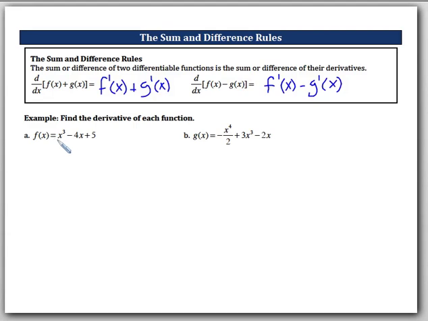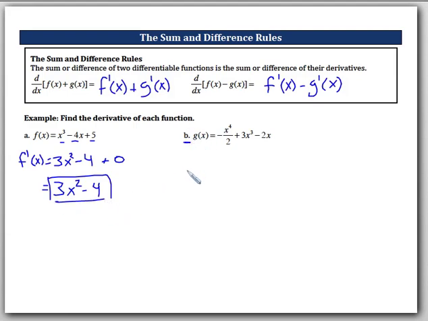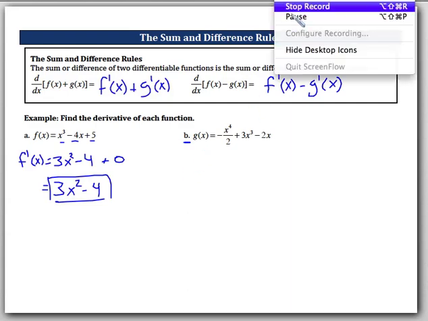Now what this allows us to do is find the derivatives of polynomials. So we really have 3 functions happening here. Okay. So f prime of x here is going to be the derivative of x cubed, which is 3x squared, and then the derivative of 4x, which is -4, and then plus the derivative of 5, which is 0. So we do get 3x squared minus 4. Okay. I want you to try letter B on your own. Pause the video and you can come back and check your work.